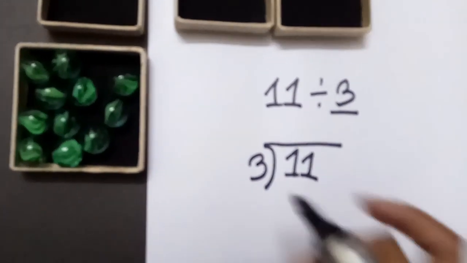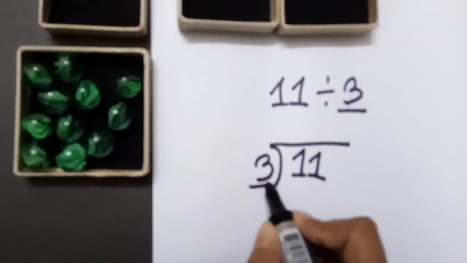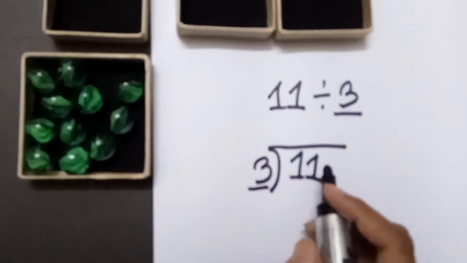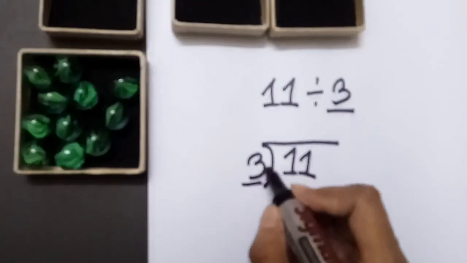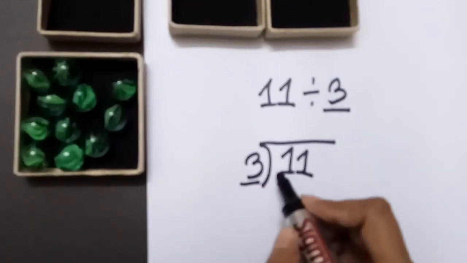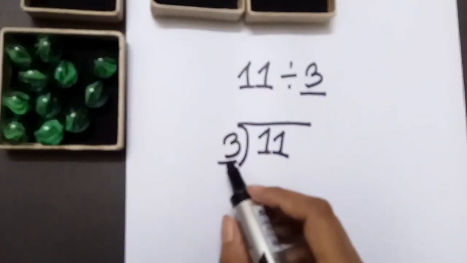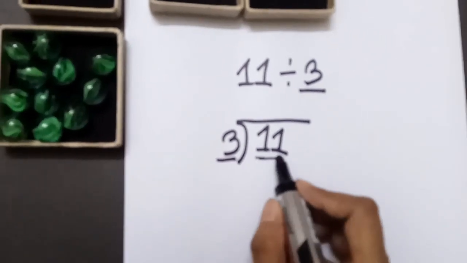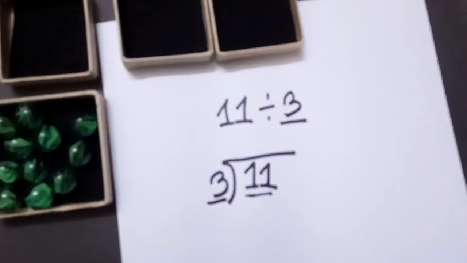Then we have to observe times table 3. Before that, we have to observe that 3 is a 1 digit number and 11 is a 2 digit number. 3 into 1 does not go. That's why we are taking both of these and observing times table 3.